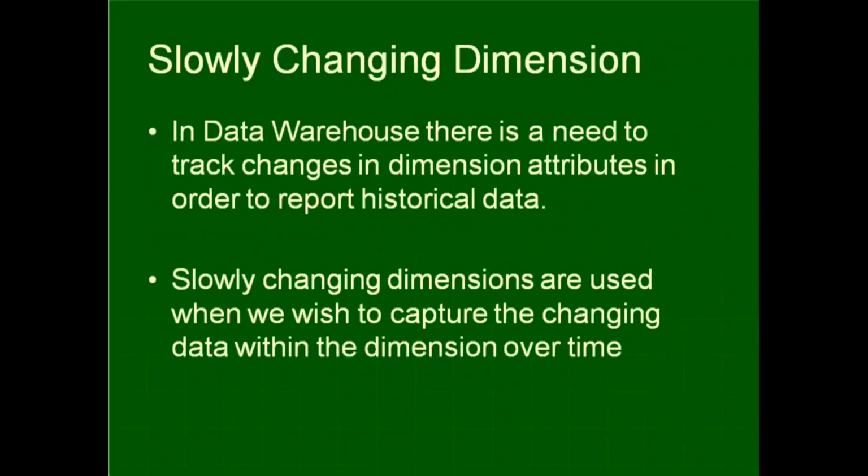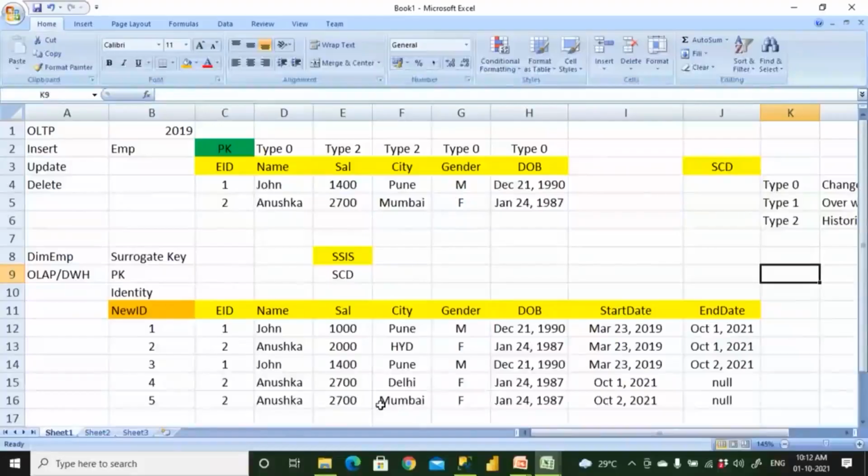So slowly changing dimension we discussed. In a data warehouse, there is a need to track the changes in dimension attributes in order to report the historical data. Slowly changing dimensions are used when we wish to capture the changing data within the dimensions over time. That means when the salary got modified, you'll come to know over time. This period to this period, the salary was 1,000. This period to this period, the salary was this much. Like that, you should be able to know by putting the type 2.